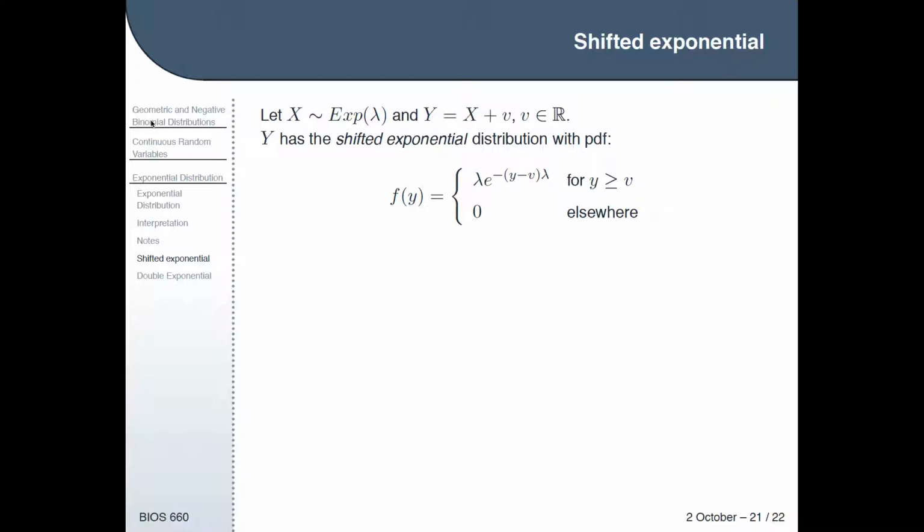You might use this if, I don't know, dumb example, you wanted to model the amount of time you wait for the bus to arrive. You could use this v to model when you get to the bus stop early or you get to the bus stop late or something like that. But in my experience, this isn't used super commonly, but it's useful to know what it is just in case you ever see it.